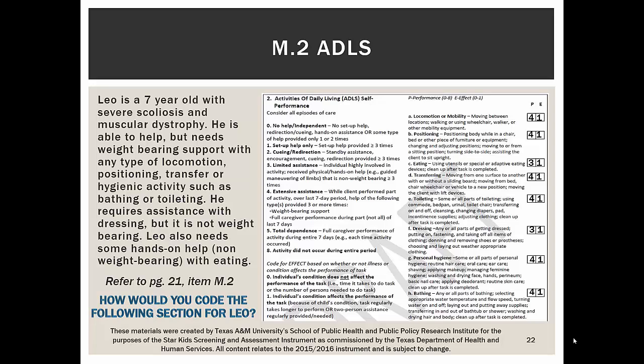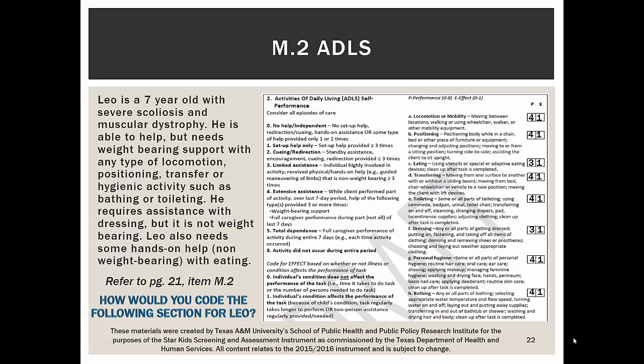We will code toileting performance as 4, and the effect is 1. Dressing as 3, limited assistance, and the effect as 1. We'll code personal hygiene as 4, extensive assistance, and the effect as 1. And bathing as 4, extensive assistance, and the effect is 1.